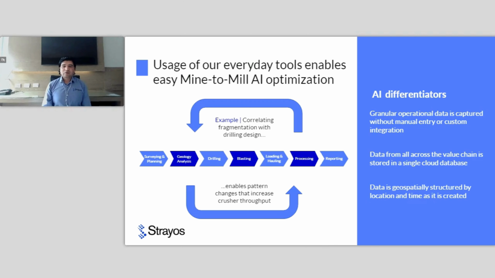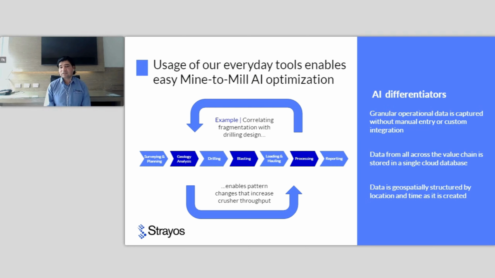So usage of all these tools allows you to build an entire optimization program from start to finish. As you can see, correlation of fragmentation with drill design and correlation of crusher throughput data, or the run-of-mill data further at the belt, is hugely useful in how improvements can be made at the mine, at the bench.